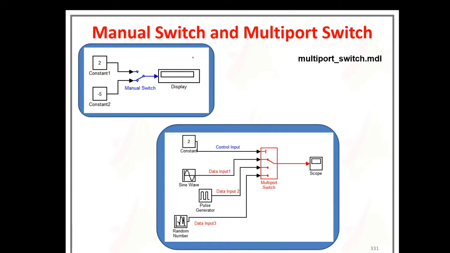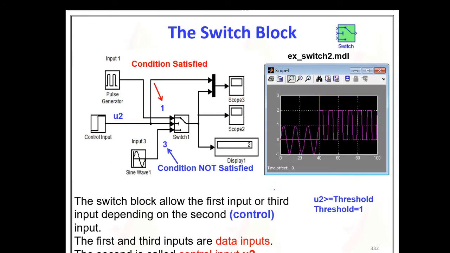This is called the manual switch, and multiple switches are available. This is constant 1 and constant 2, and this is the display. After running, if you click this, it toggles between these two. Either you can get constant 1 or constant 2, or you can give some subsystem here, or draw some blocks like this. And this is the multiport one. This is the control input. It decides which input you have to route to the scope. This is called multiport.